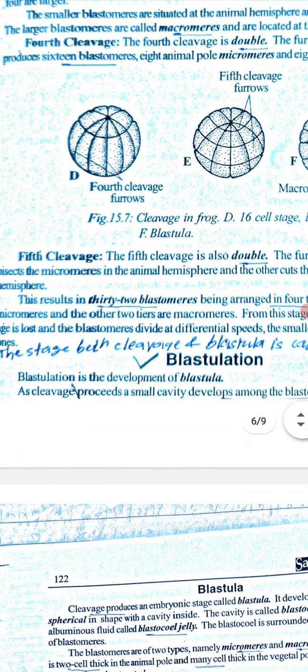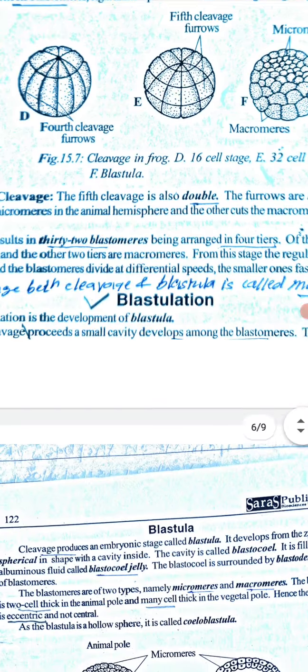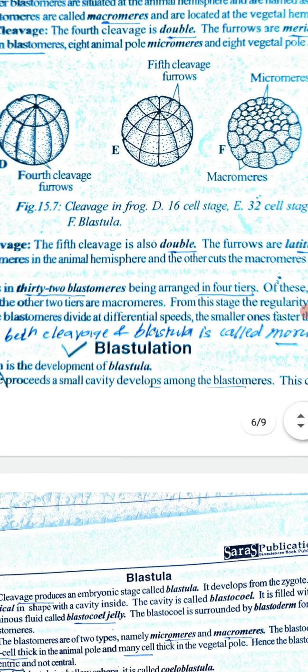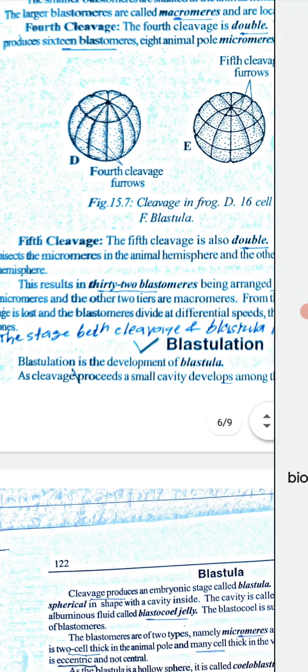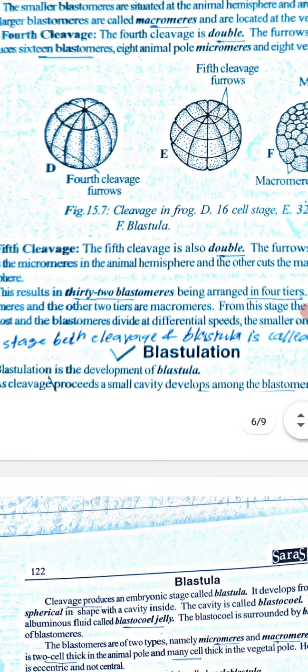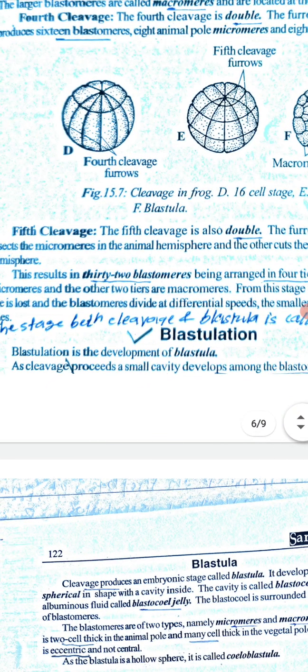The next stage of the development is called the morula. What is meant by the morula? Morula is the stage between the cleavage and blastula. After the morula, the next stage of development of the frog is called the blastula.